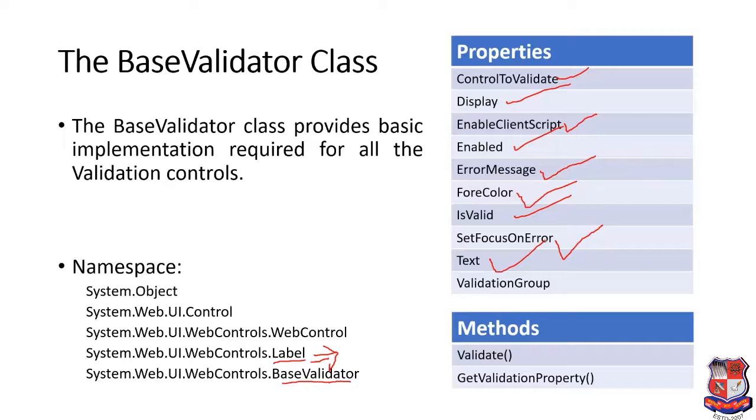Next is the Text property. It is used to handle the text displayed in the validation control when the validation fails. And the last one is ValidationGroup. It is used to handle the name of the validation group to which this validation control belongs. Apart from these, two methods are available. First is the Validate method. It helps in performing validation on the associated input control and updates the IsValid property. Next is the GetValidationProperty method. It helps in determining the validation property for a control if it exists.